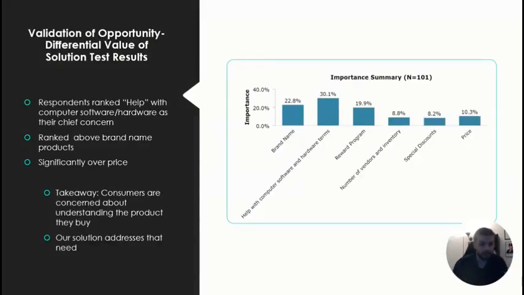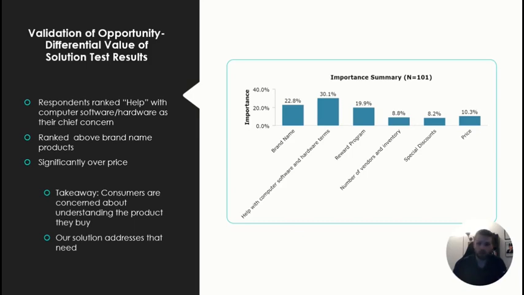My last slide is the validation of opportunity, differential value of solution test results. Basically, what we're looking at here is the results of an important survey as responded to by 101 individuals. And when we see all the offerings that Computer Finder has, most are really concerned, as we said, with help with computer software and hardware terms. It again shows that same desire to be in control of the situation and to be knowledgeable.